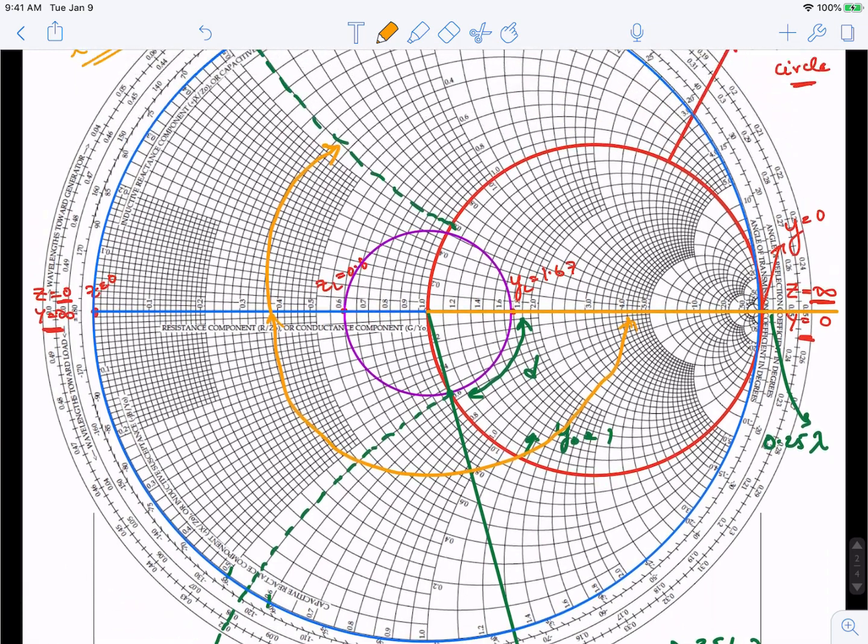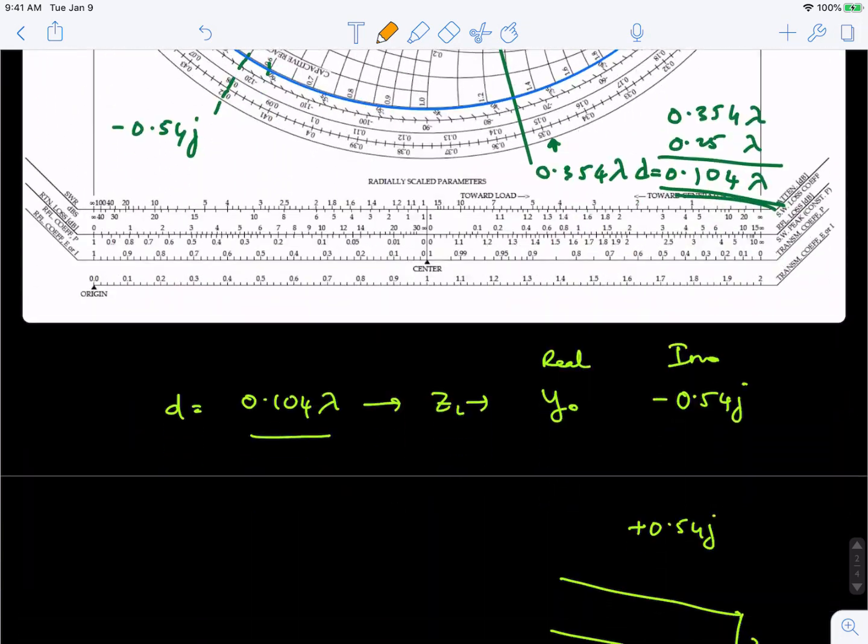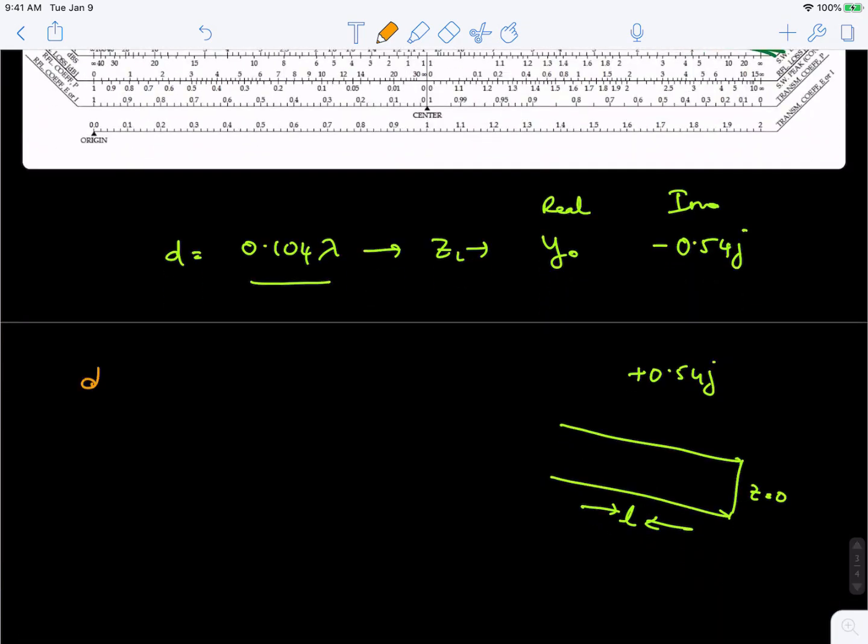If we add this, we are going to get a positive 0.54 j, and so essentially what we're saying is D is equal to 0.104 lambda, L is equal to 0.33 lambda. If we add these two stubs, then we will have a matched line with impedance equal to just 50 ohms. Okay, thank you.